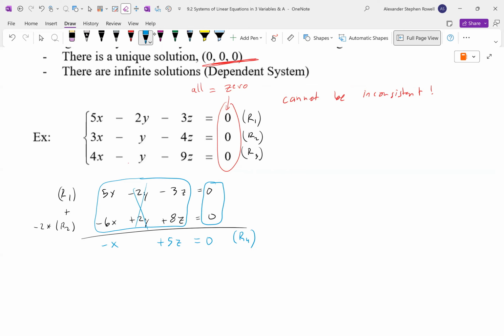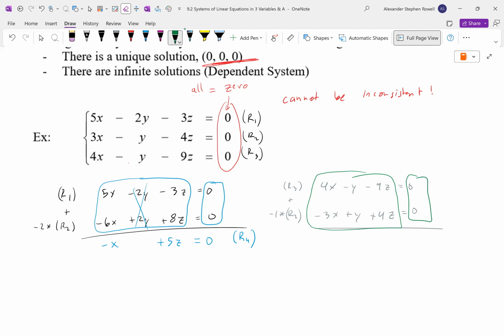Now I have to use equation 3. So do you want to use equation 1 or 2 combined with it? Equation 2. So maybe -1 times row 2. Okay, so row 3 I'll keep the same. 4x minus y minus 9z is equal to 0. And so the opposite sign of row 2 would be -3x plus y plus 4z is equal to 0. So if we add the sides of the equation together, we get what? X minus 5z is equal to 0.